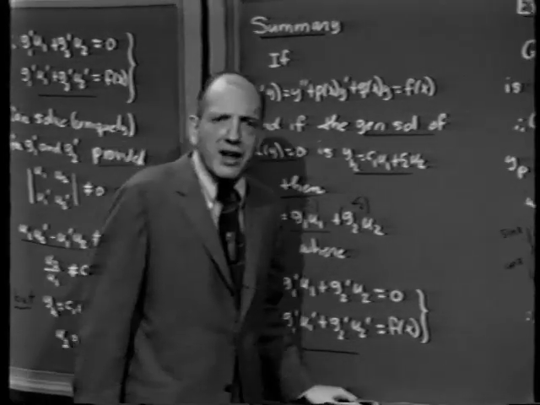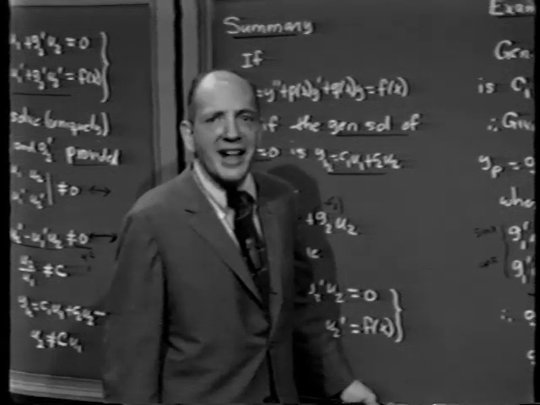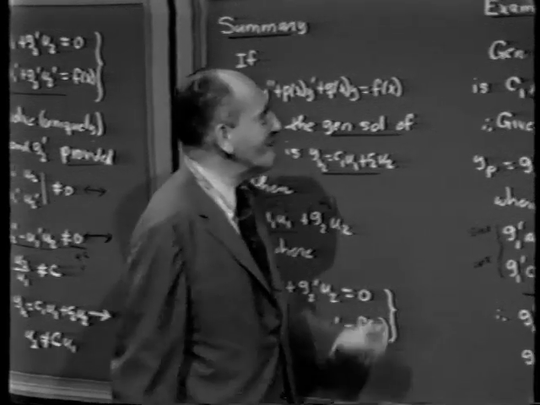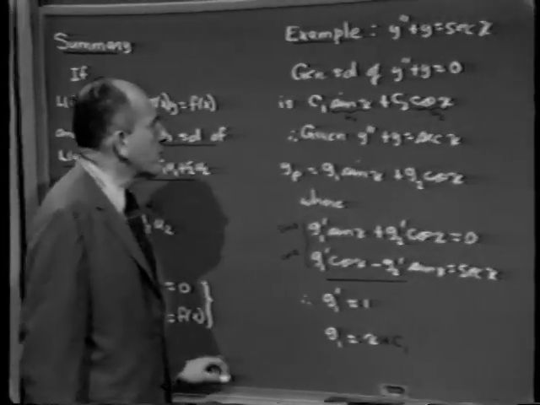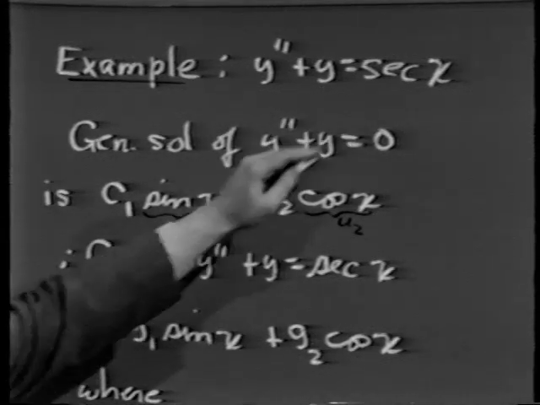I think the best way to hammer home what we're talking about is to come back to the example that we ended the lecture of last time with. The example was, if you recall, y double prime plus y equals secant x.